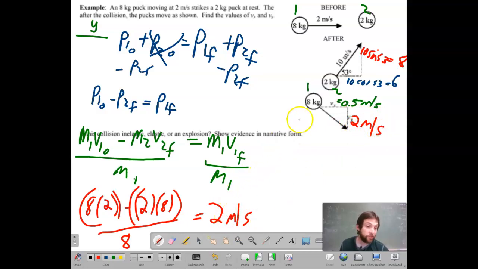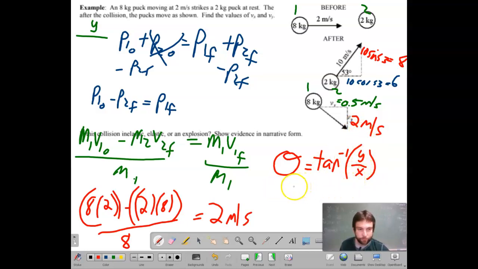Now, if we wanted to actually find out what the final velocity is, we would plug these two into the Pythagorean theorem and find this hypotenuse, and that'll give us our final velocity. We can also figure out the exact direction. Remember, it's been a while. The direction, the angle, equals arctangent y over x. So it's arctan, or inverse tangent, 2 over 0.5. And that will give you your direction.